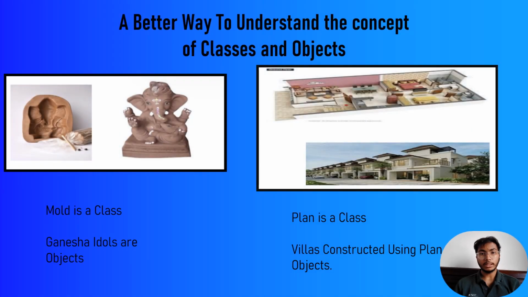A better way to understand the concept of classes and objects in Python: a mold is a class and Ganesha idols are objects. With the help of the mold, we can make multiple Ganesha idols. Thus, mold is a class and Ganesha idols are objects. Similarly, a plan is a class and villas constructed using the plans are objects. We can create multiple villas with the help of the plan. Thus, plan is a class and villas constructed are objects.